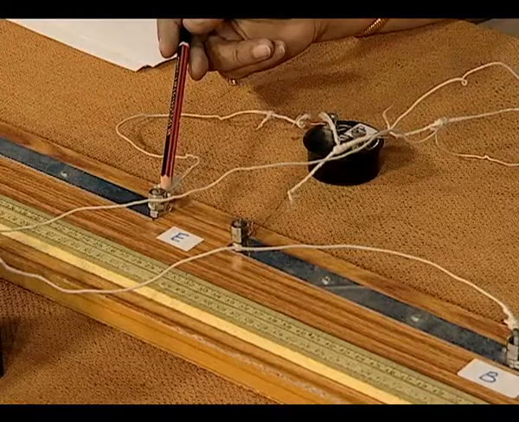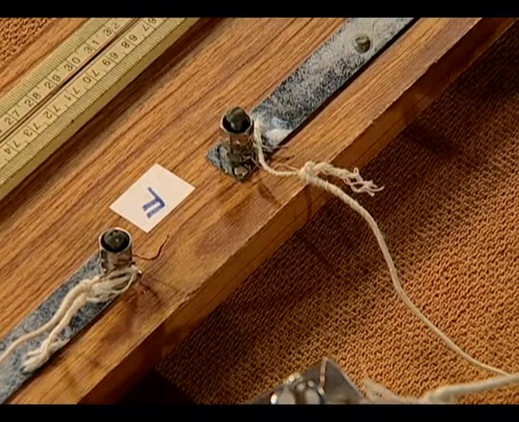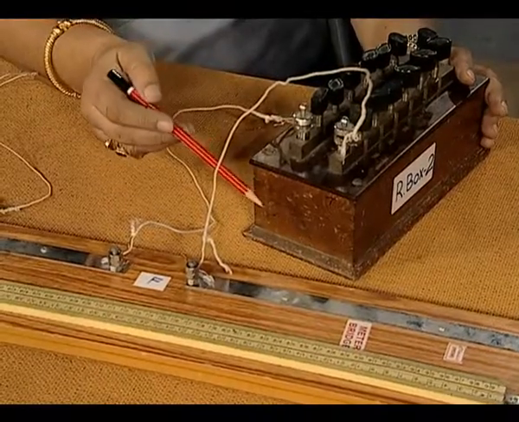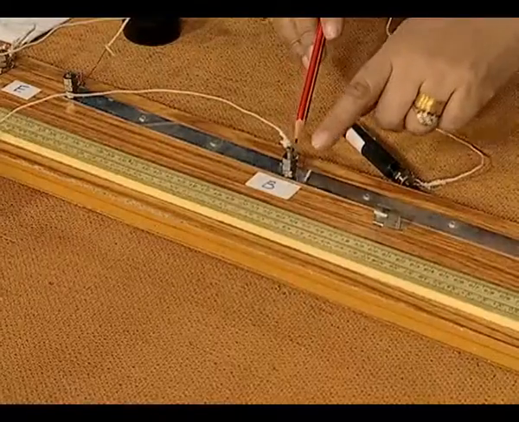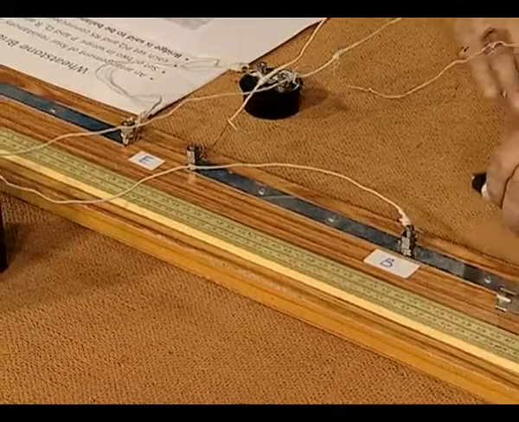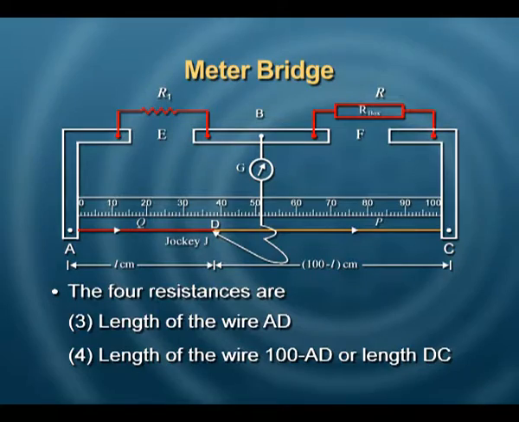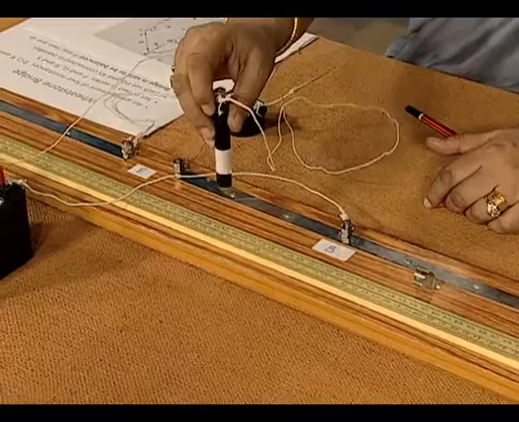This makes up the 4 resistances. How is that? In gap E, you may put a resistance box. In gap F, you may put the resistance box which is marked here. The other 2 resistances are obtained on this wire. A galvanometer is connected to point D with a movable jockey, making up the point D whenever it makes contact on this wire.